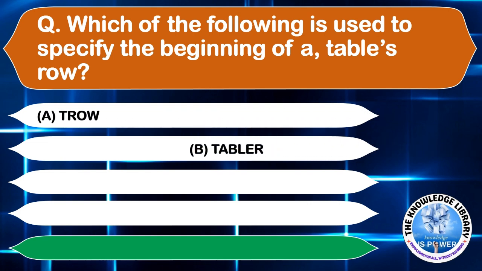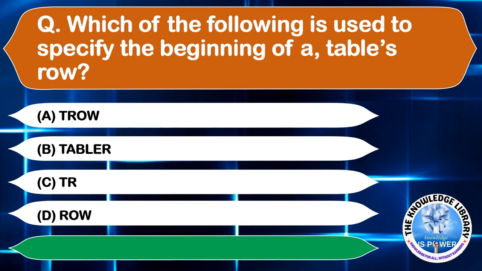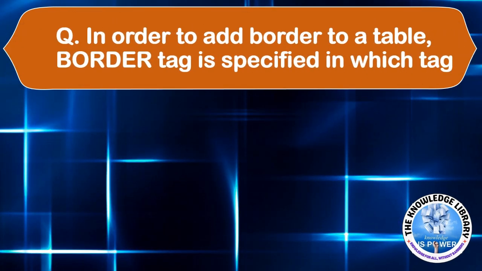The next question is, which of the following is used to specify the beginning of a table's row? Option A, T row. Option B, tabular. Option C, TR. Option D, row. The correct answer is option C, TR.